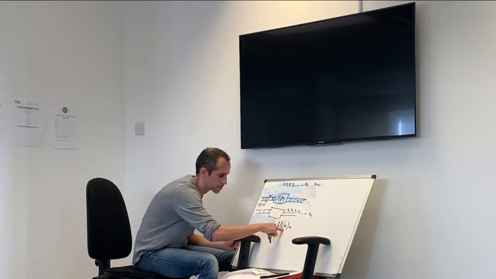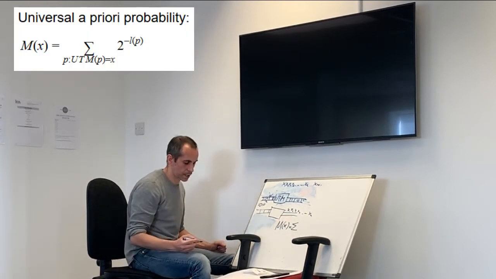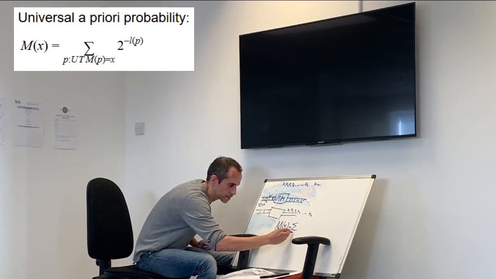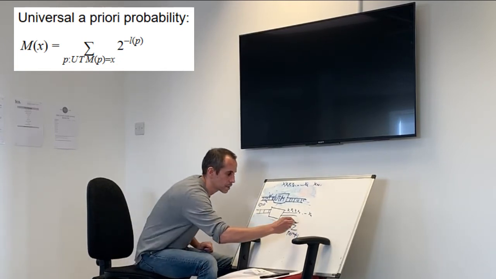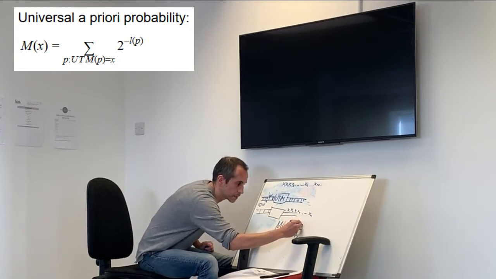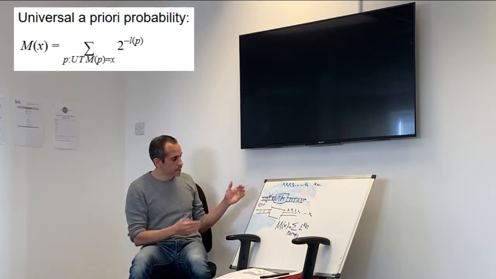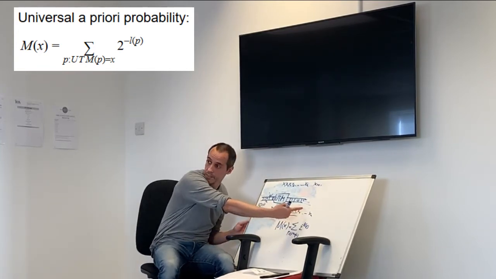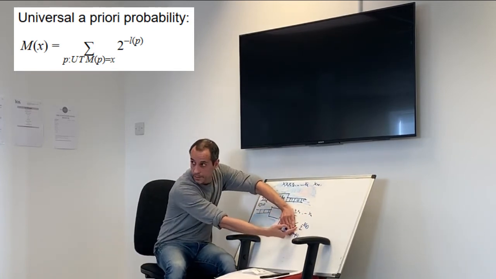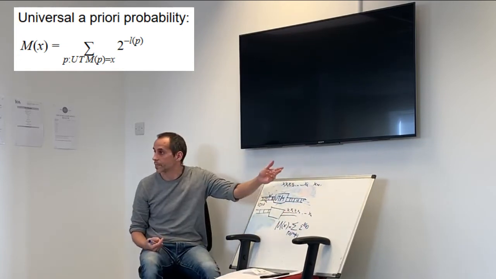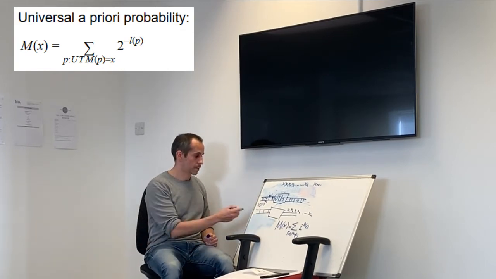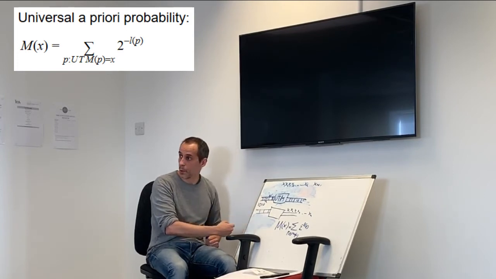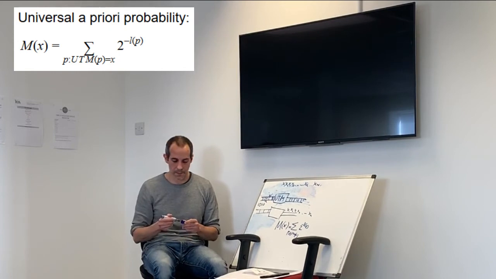M of X, X being what we're looking for, which is the sum across all the programs such that the universal Turing machine outputs X, and it's basically the sum of all their probabilities. And this is the length of the program. So what did he do? He takes all the possible programs that output this, takes their probability, which is this, to the length of the program, and just sums them. So this means that the probability of getting this X is the probability of this program, or this other program, or this other program, all the possible programs that can generate X as an output.